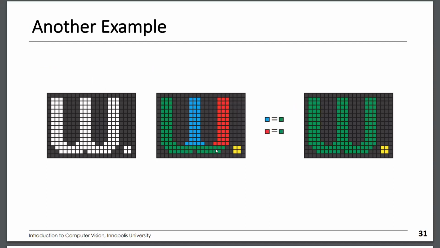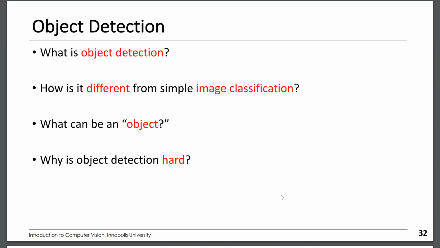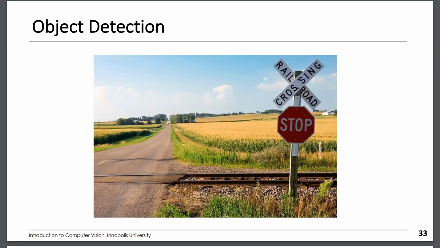So this is just another example of how it would look with the first pass, and with the second pass. You see this one was not merged with the others. So, object detection: first, what is object detection and how is it different from image classification? What can be an object and why is object detection hard? These are the questions that we will be asking now.